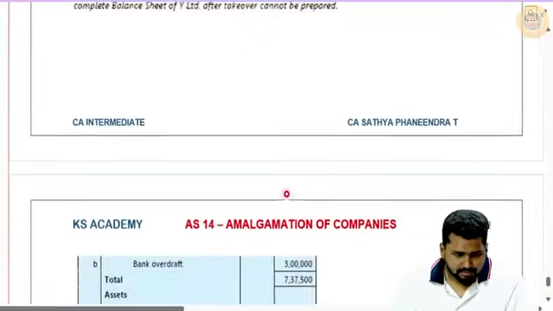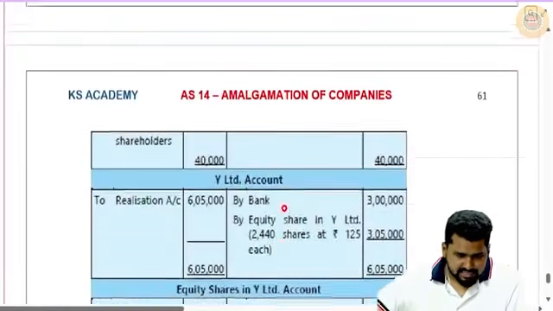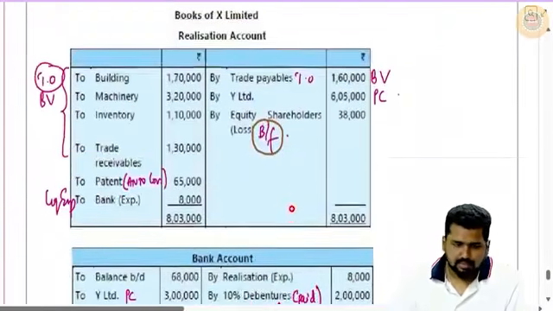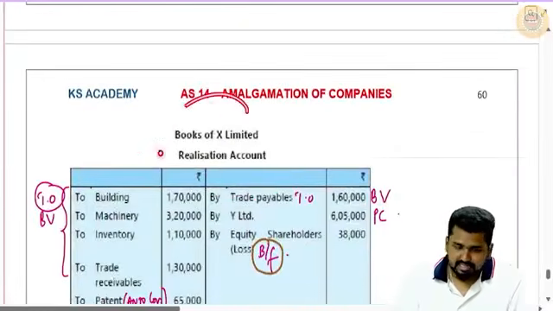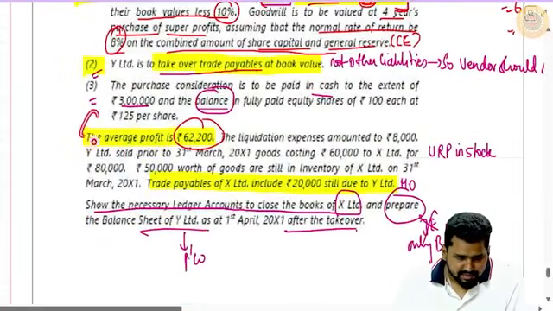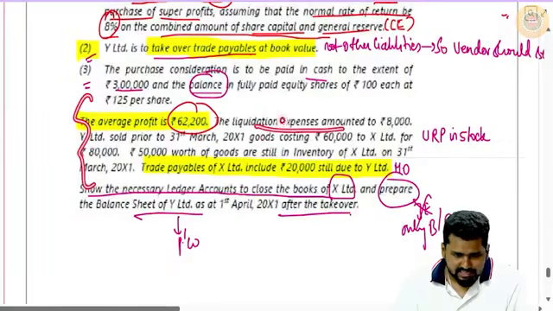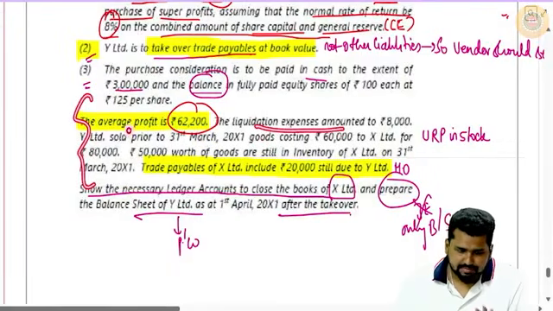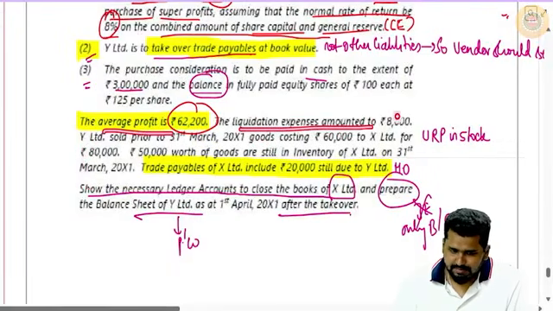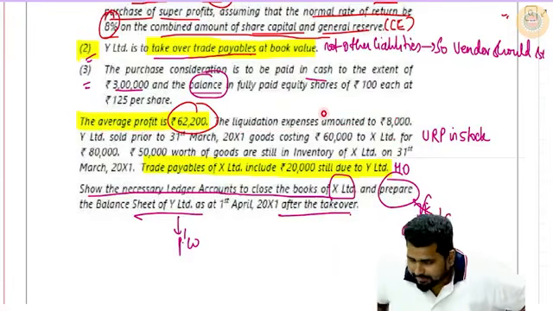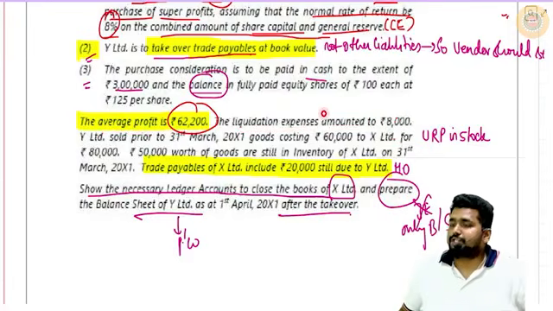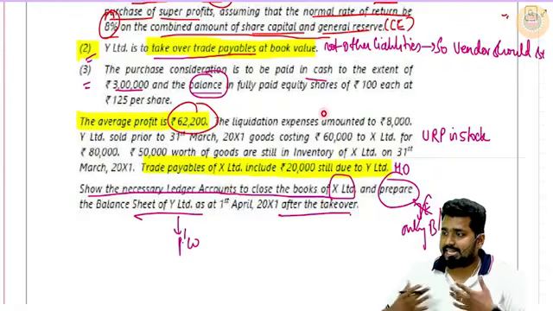Clear? Now I will teach you a very interesting point. Listen. Are you all there? Okay. First, let us complete this and we'll come back to the average liquidation. What is the rest balance, average profit we have taken. Liquidation expenses amounted to 8,000. They did not say the purchasing company paid, so we paid. If nothing is given, what we have to assume is that the selling company paid.